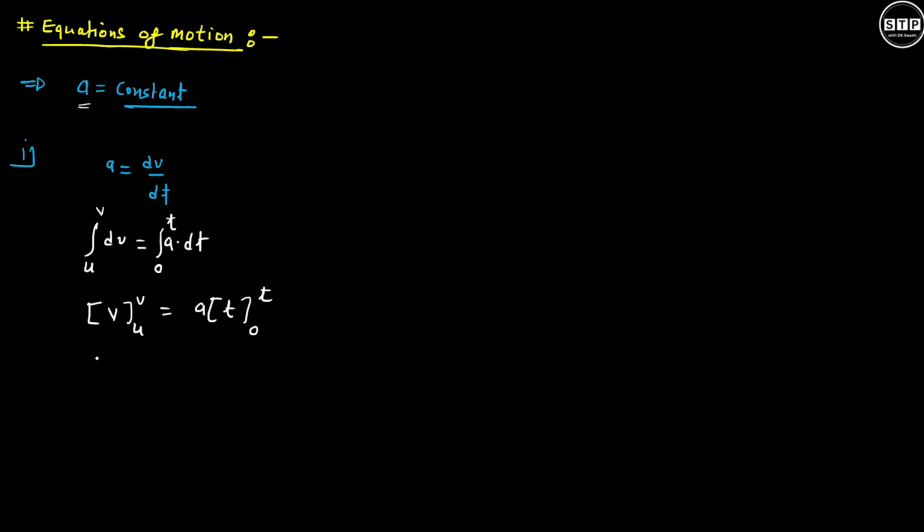Now if we substitute the values, it will be v minus u is equal to at, so we get the first equation of motion: v is equal to u plus at. Here v is the final velocity at time t, u is the initial velocity, a is the acceleration, and t is the time period. So let's go to the second equation of motion.